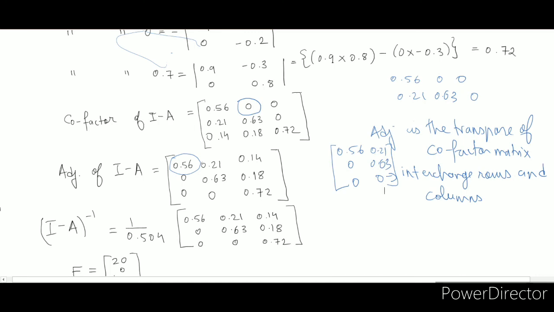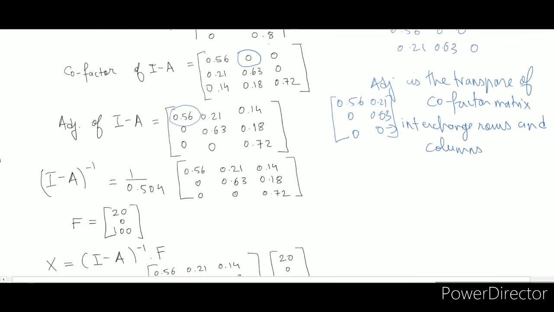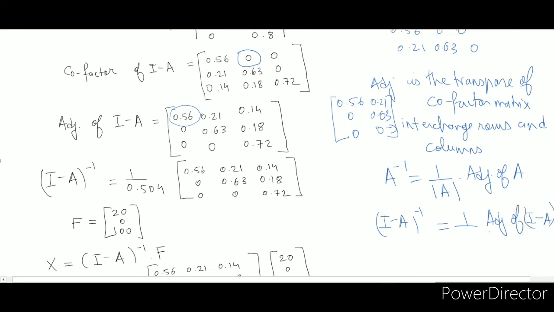Then we find the inverse, and if you remember the formula, the inverse of any matrix A is nothing but the adjoint matrix of A divided by the determinant of A. And we've already found the adjoint here, so the inverse of this is nothing but the adjoint of matrix I minus A divided by the determinant of I minus A, which we found to be 0.504, and this is your adjoint matrix, which is the transpose of the cofactor matrix.